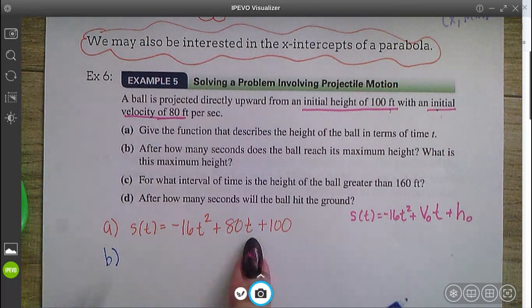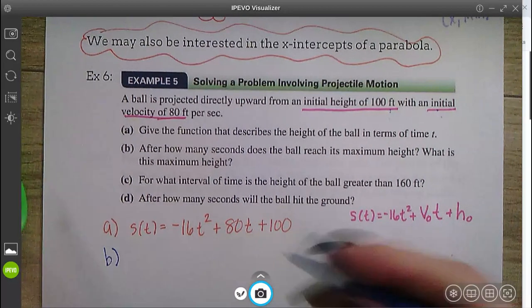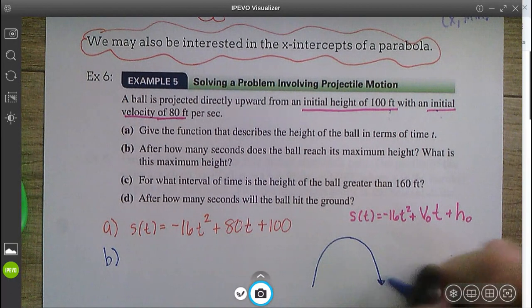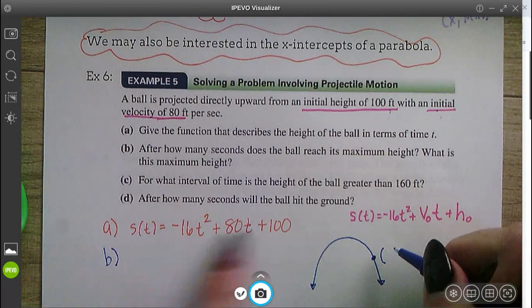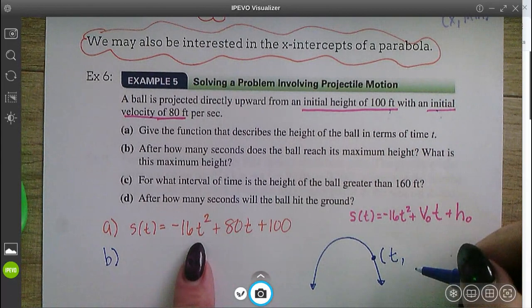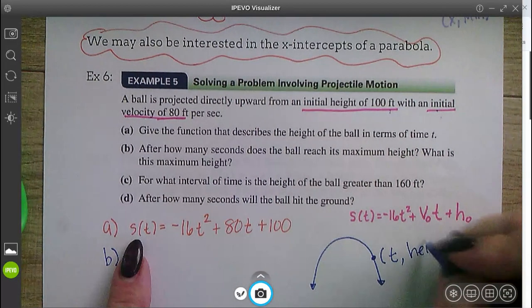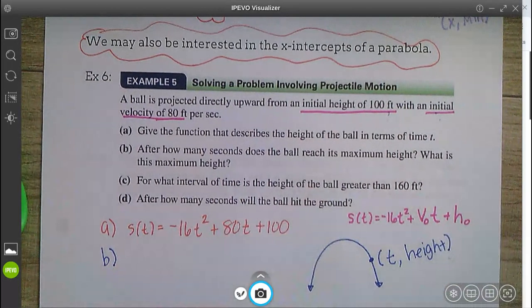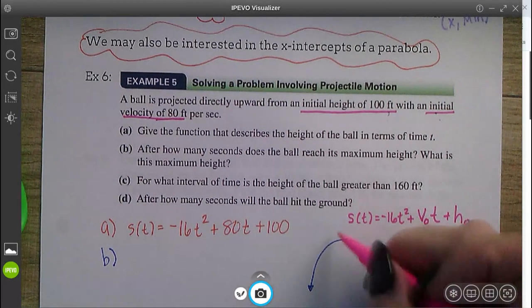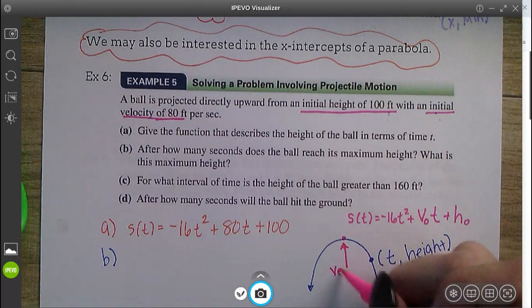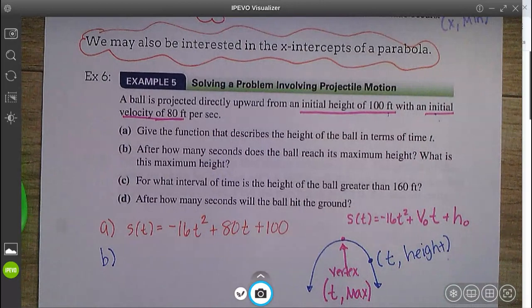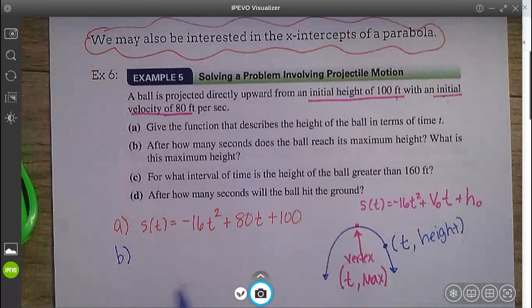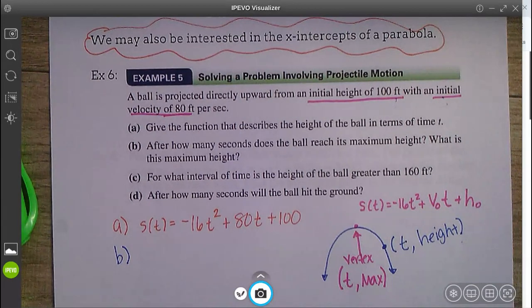So this equation is a parabola that opens down. So that equation is going to look like an upside down parabola. Every ordered pair on that parabola has an x value that's given by the letter t and a y value that's given by the letter s, which represents the height of the object, the ball in this case. So when they ask us for the maximum height, we are looking right here at the vertex. The vertex is going to give us a time and a maximum height. So all they really need you to do in letter B is to find the vertex. Well, good thing we know how to do that.